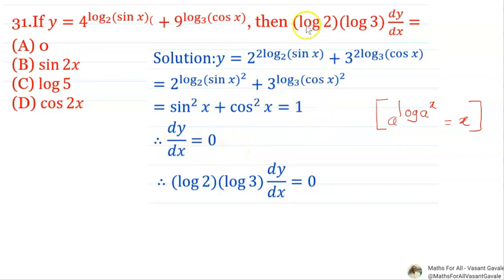and hence if we multiply this derivative by log of 2 into log of 3, but the value of dy by dx is 0, and hence overall you will get log of 2 into log of 3 into dy by dx, that's equals to 0, and hence option A is correct. So you have to remember this formula.